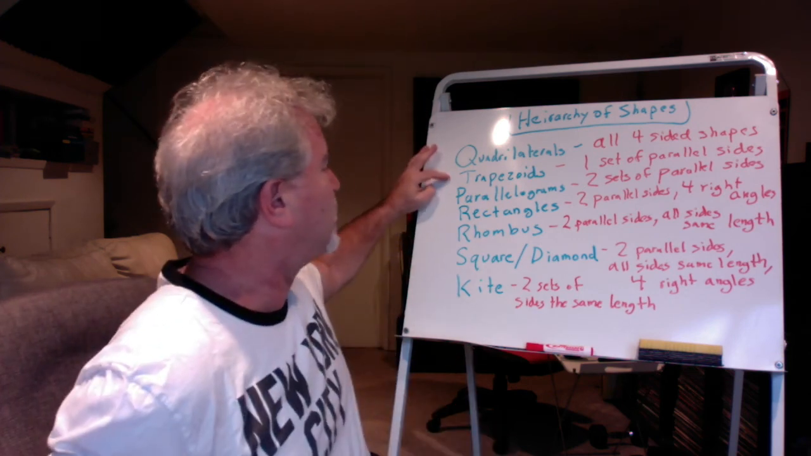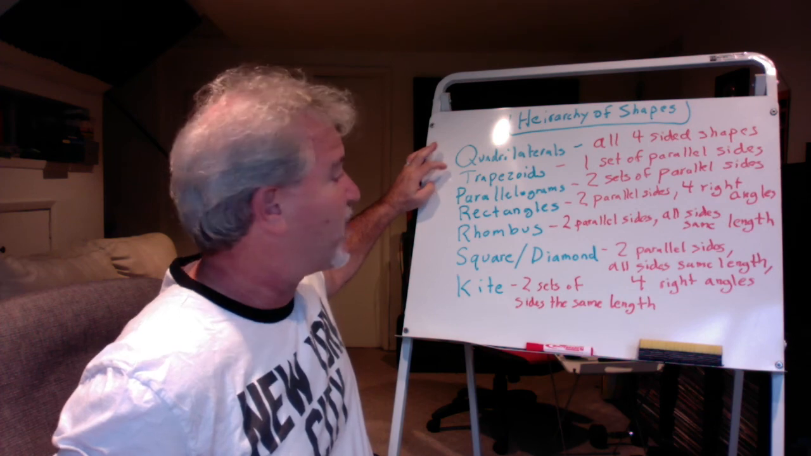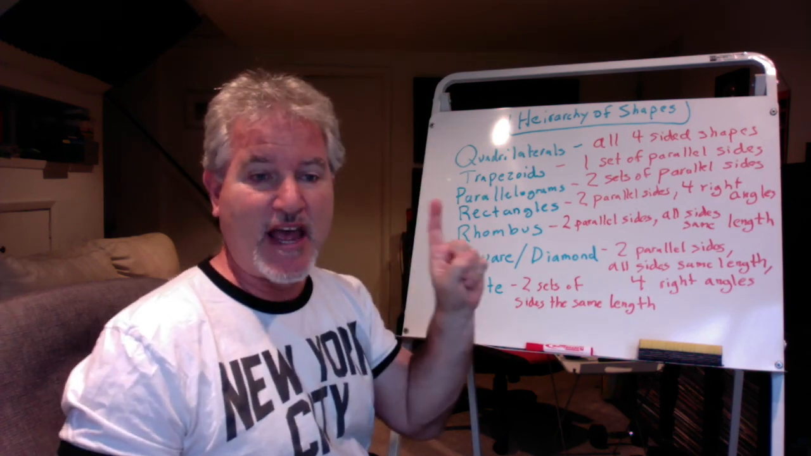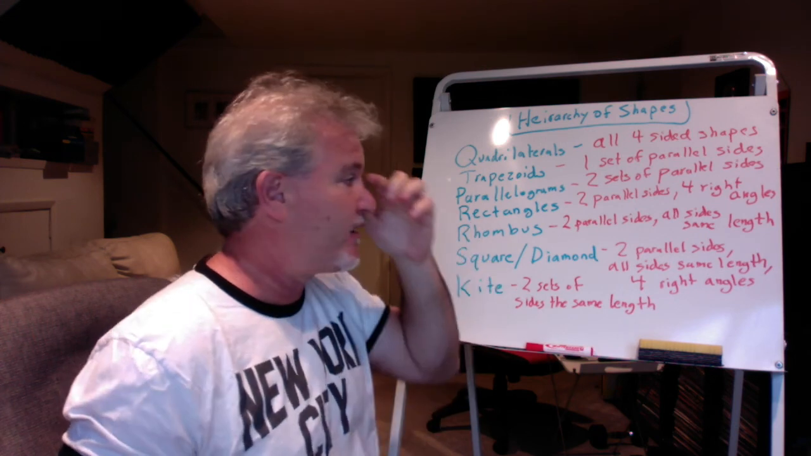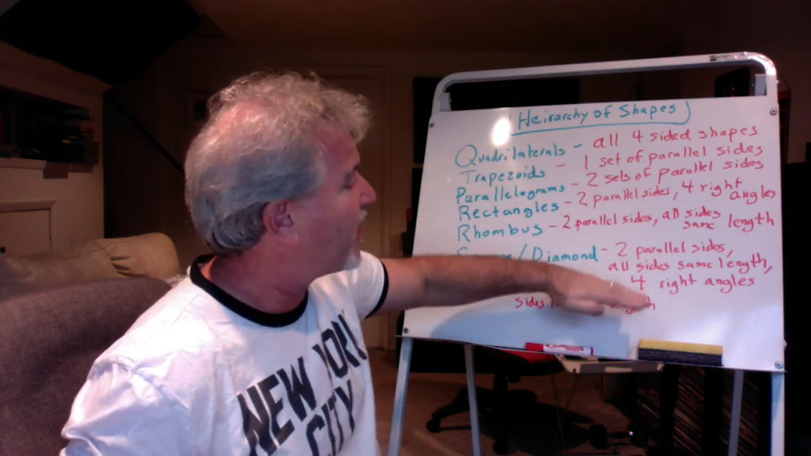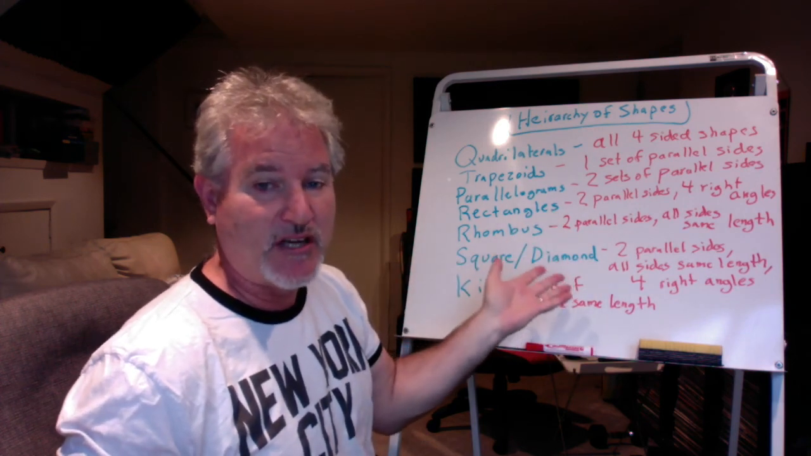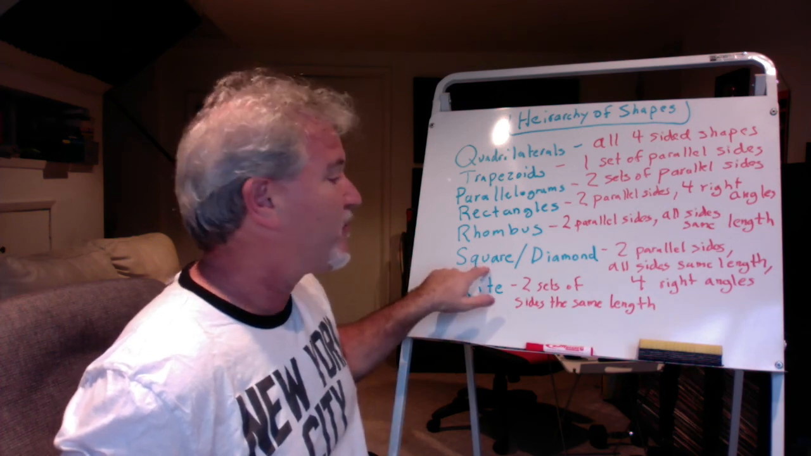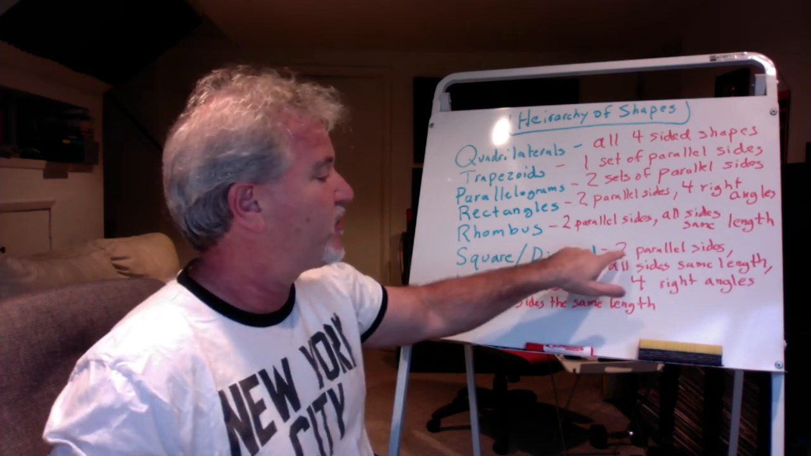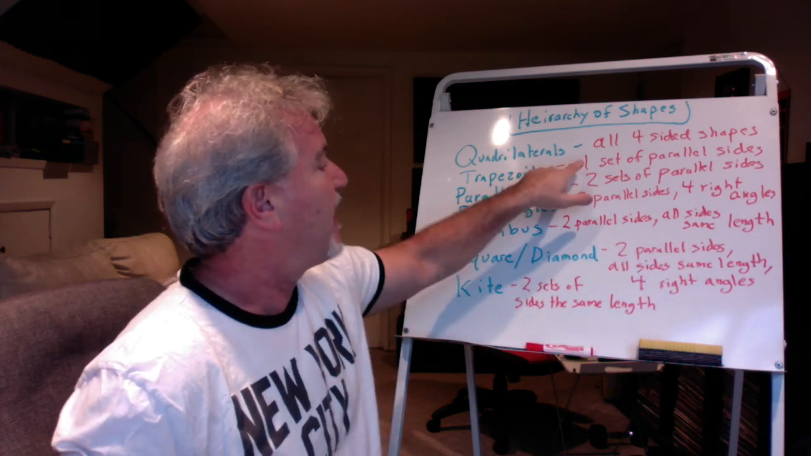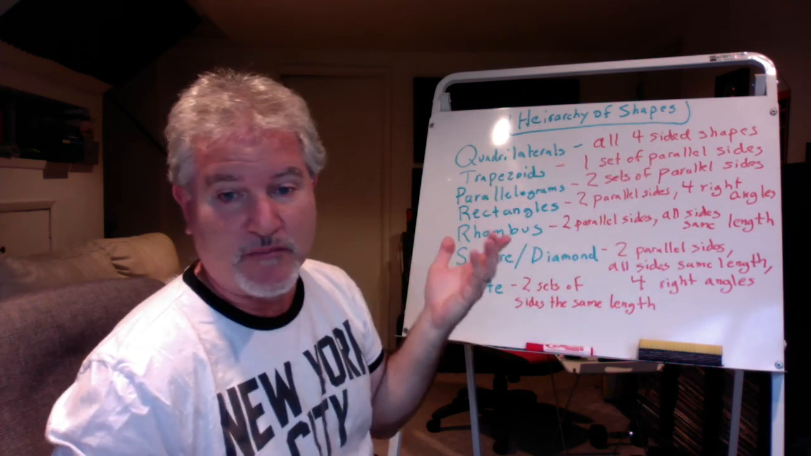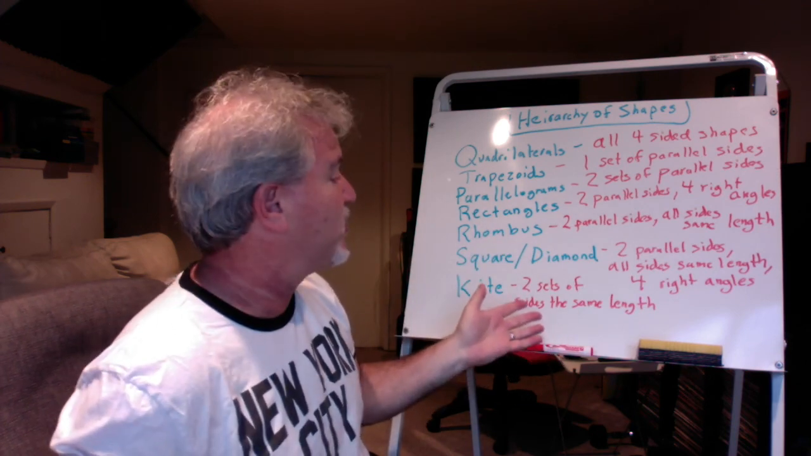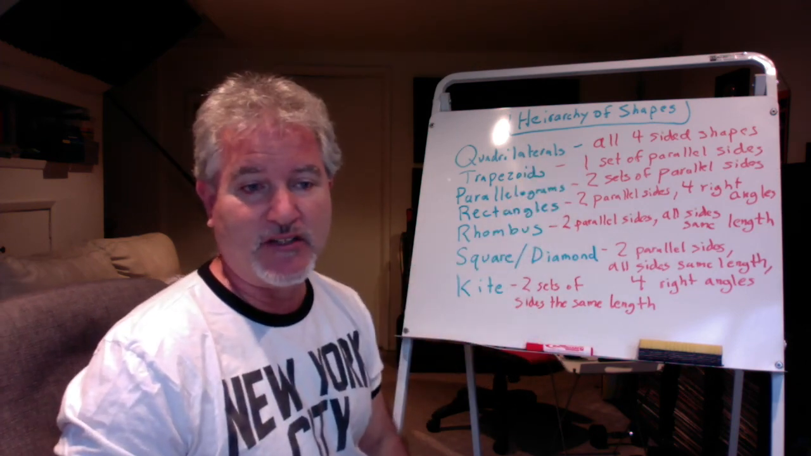Okay, the next one is a trapezoid. The only rule to the trapezoid is it has to have one set of parallel sides. So that means any of these other shapes that have at least one set of parallel sides is a trapezoid. So if I say to you, is a square a trapezoid? Well, we look at the definition, it's got two sets of parallel sides, and you only have to have one of them, so that means it does. So a square is a trapezoid, because it has at least one set of parallel sides.